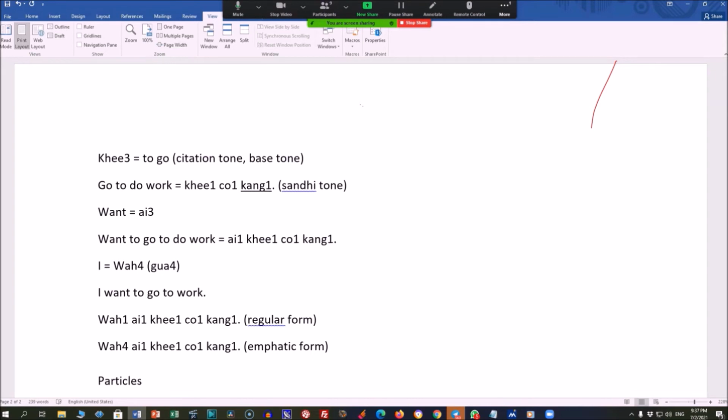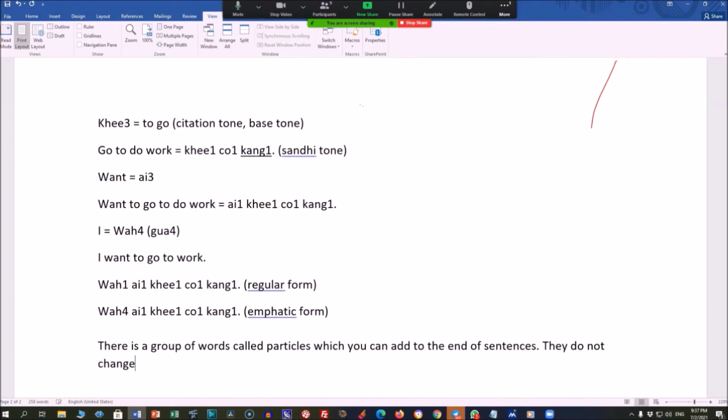There is one group of words that does not affect the tone change. These are called particles. When you have particles in a sentence, usually inserted as the last word in the sentence, this group of words you can add at the end of sentences, and they do not affect the tone sandhi. They do not change the tone of the noun from the citation tone to the sandhi tone. That's to say, the nouns remain in the citation tone.